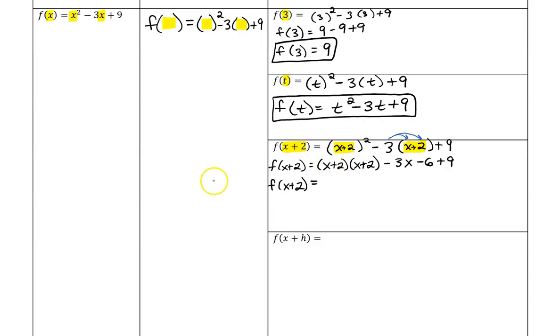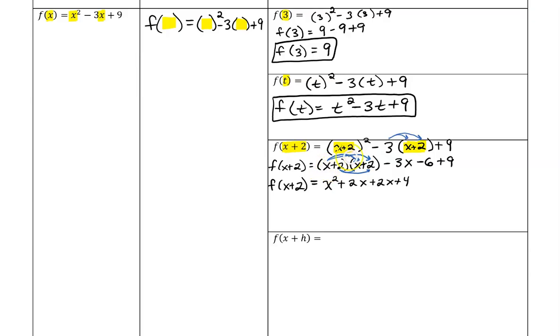So FOIL, we use that acronym because we're going to remember the parts we need to multiply. So FOIL, first, I'm going to multiply x times x, and that gives me x squared. Then I'll do the outside, x times the 2, well, that's going to give me a plus 2x. Then the inside, 2 times x, that's another plus 2x. And then the last parts, 2 times 2 gives me a positive 4. So you can see the distribution happening.